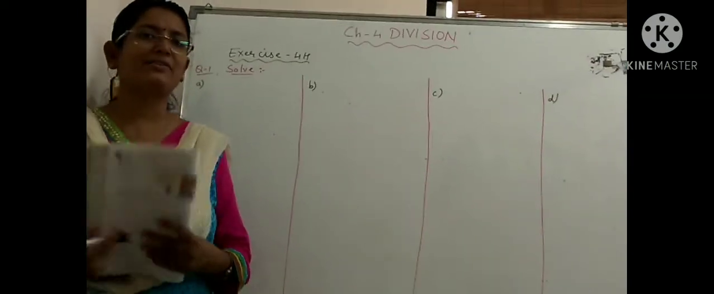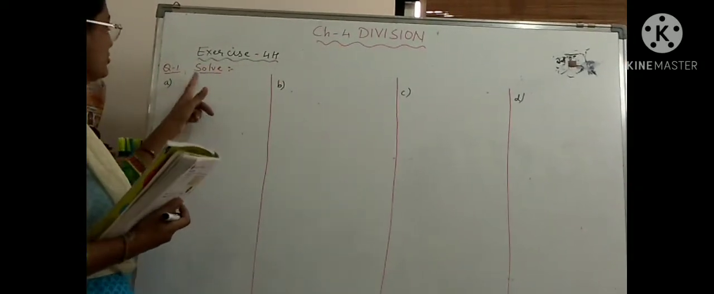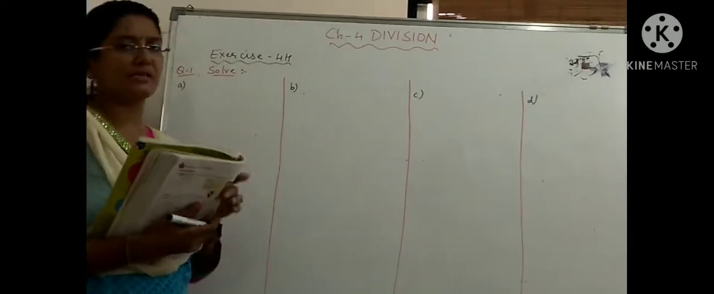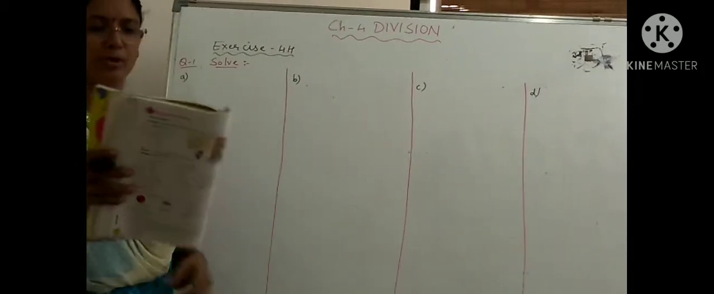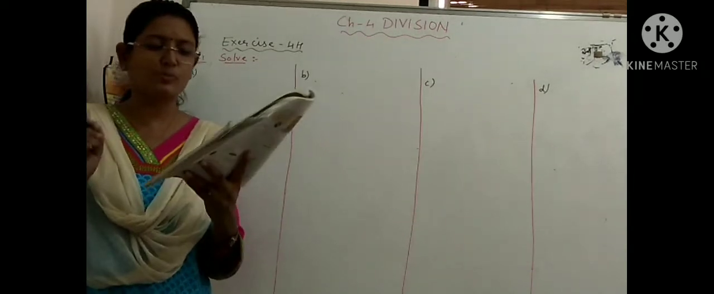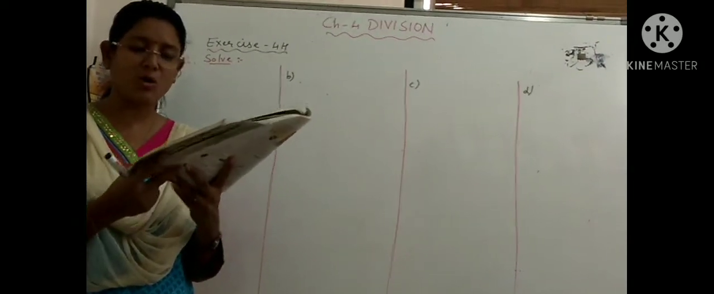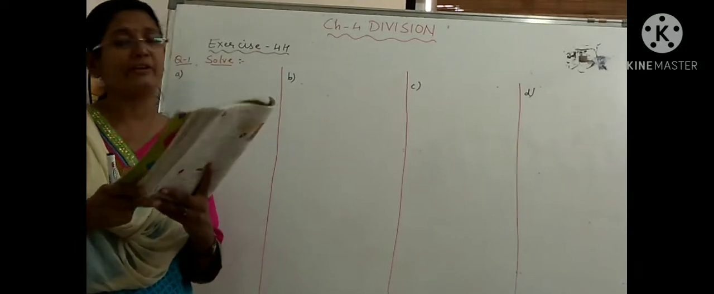So today we will start with our new exercise 4H. Question number 1, solve. In that, 4 sums are given. Here word problems are given. Number A: rupees 320 was to be spent on CDs. If 8 CDs were bought, what was the cost of each CD?